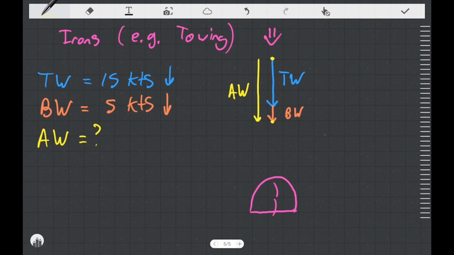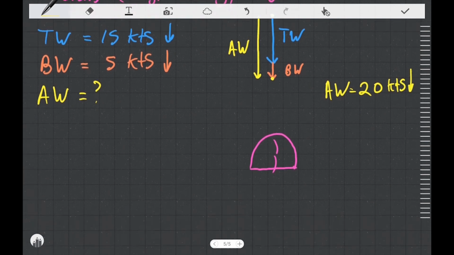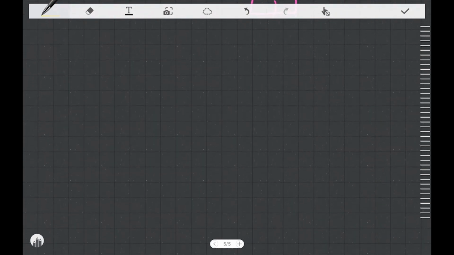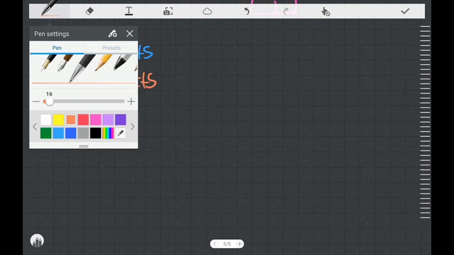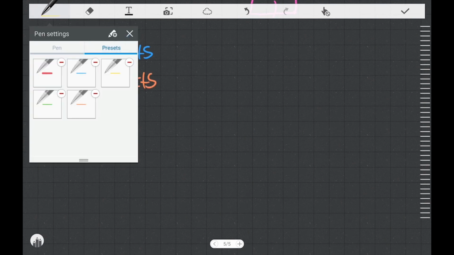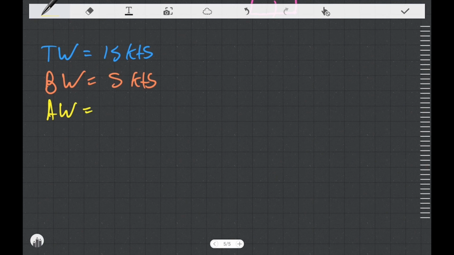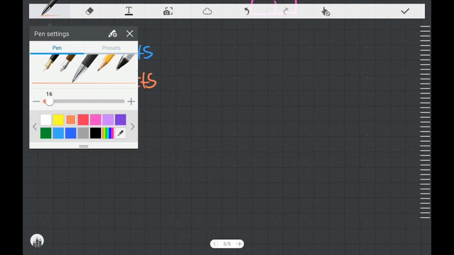Okay, so apparent wind is going to be 20 knots straight down. So that's irons. Next we're going to do close hauled. We have a true wind, 15 knots. We have boat wind, 5 knots. Apparent wind, and I'll draw the arrows here.